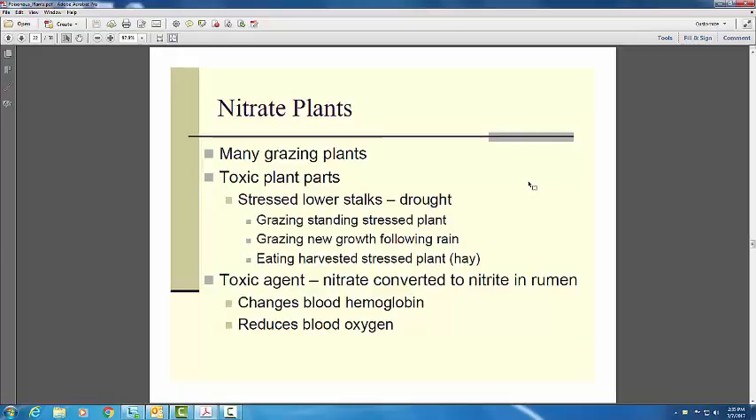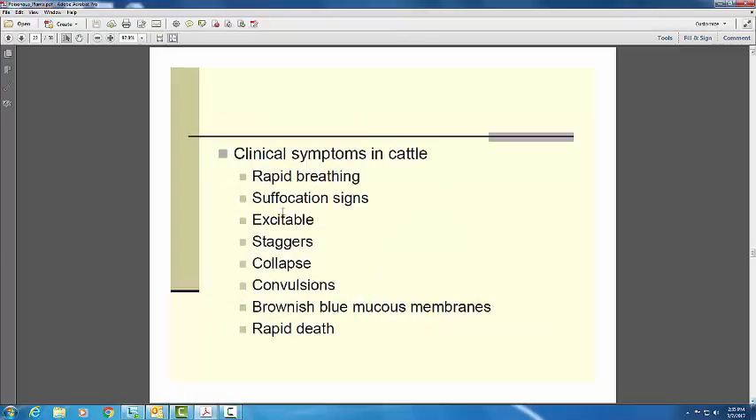Now, nitrate intoxication sometimes happens very close to cyanide intoxication. Nitrate plants are actually in the lower stalks during the drought, grazing stressed plants, the new growth after the rain, and then the cattle eating that particular hay. This nitrate is converted to nitrite in the rumen, and it's also going to create hemoglobin binding changes, reducing the blood oxygen. So the clinical signs are going to be very similar: rapid breathing, suffocation signs, excitability, staggers, collapse, convulsion, and then rapid death. The blood turns brownish blue because of the lack of oxygen in the blood.